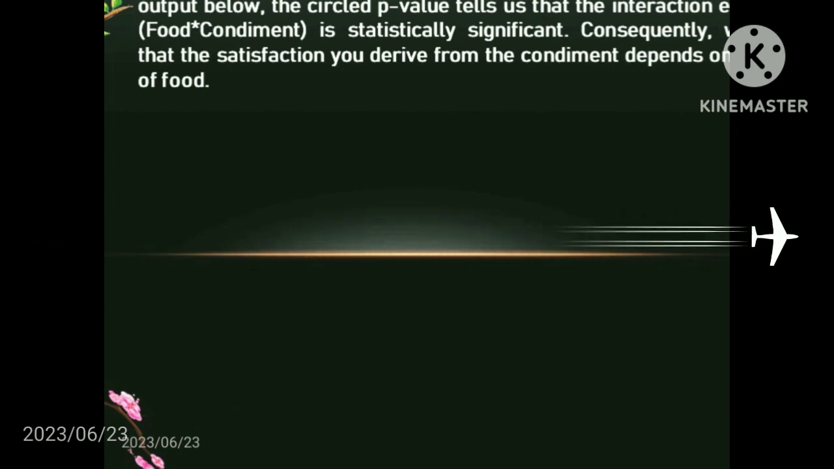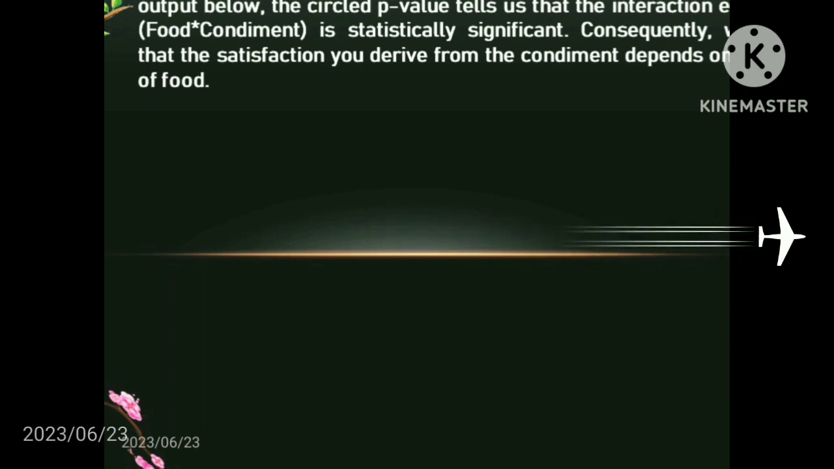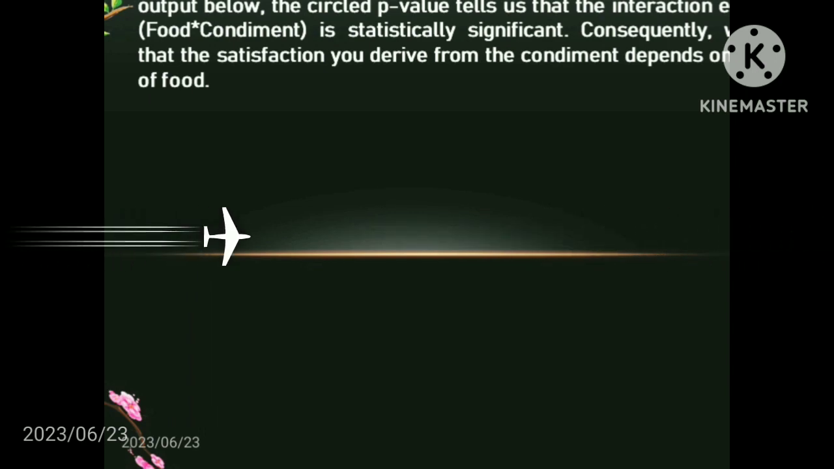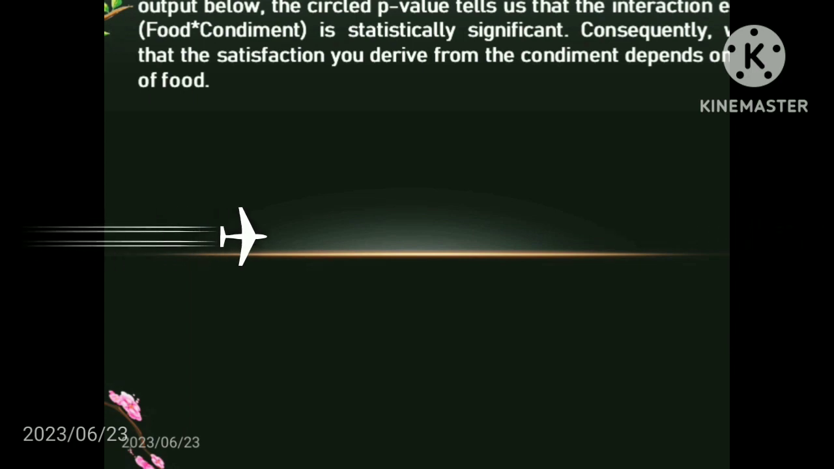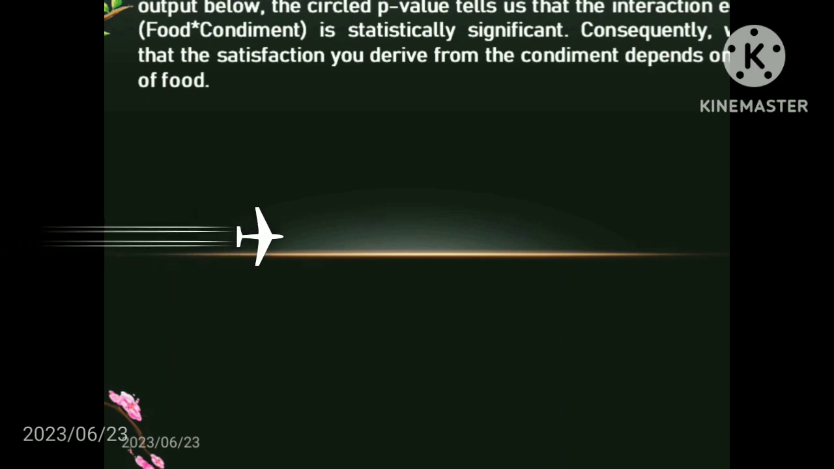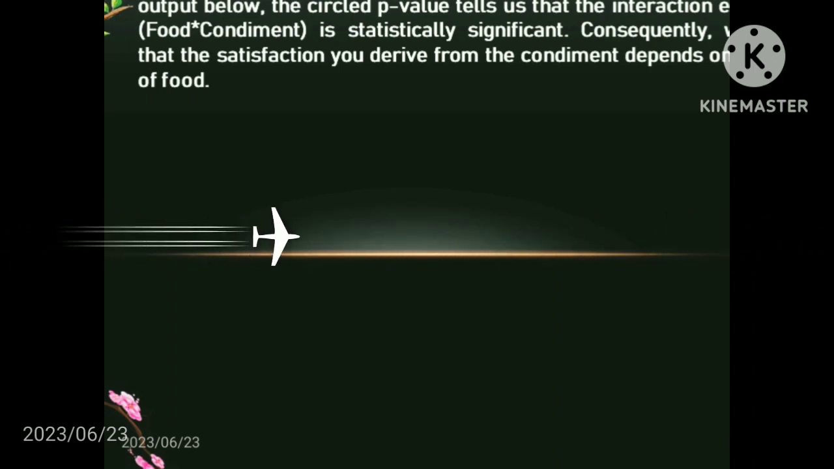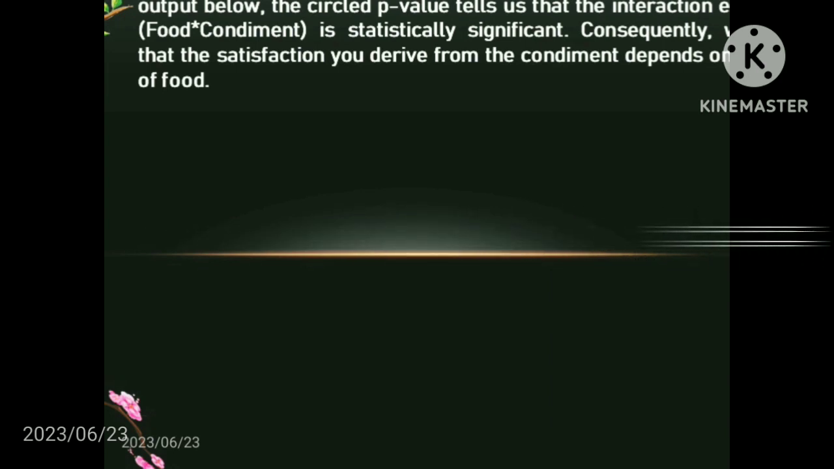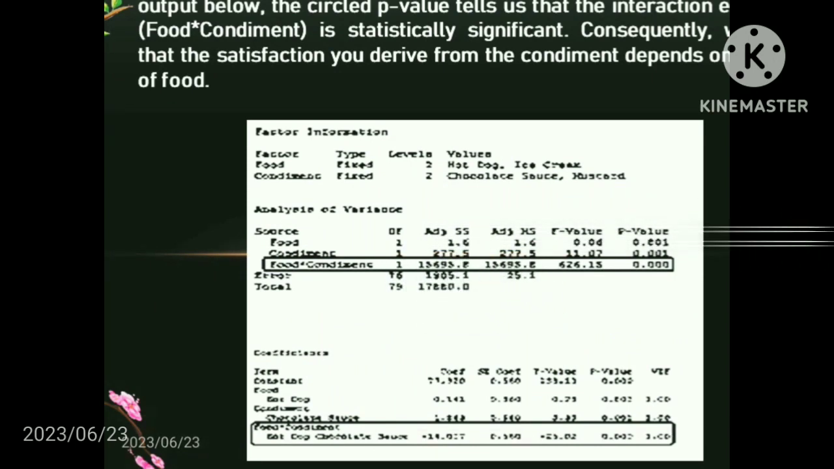So we can use the p-value for an interaction term to test its significance. In the output below, the circled p-value tells us that the interaction effect test between the food and condiment is statistically significant. Consequently, we know that the satisfaction you derive from the condiment depends on the type of food. So this is our sample output, and this is how we are going to interpret it.